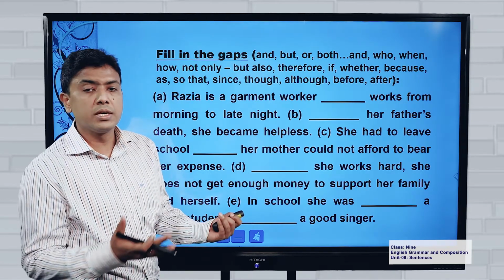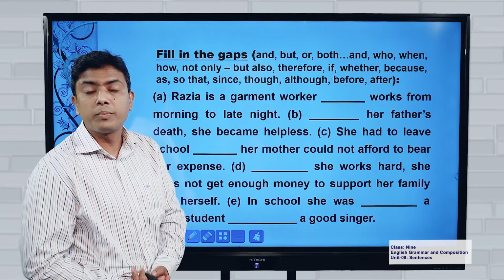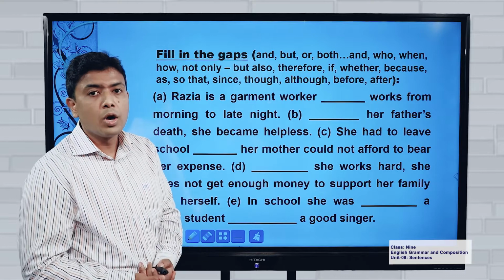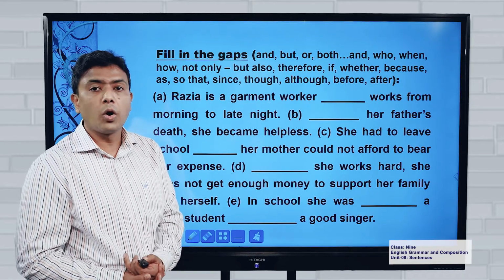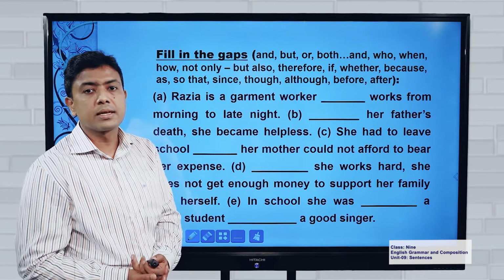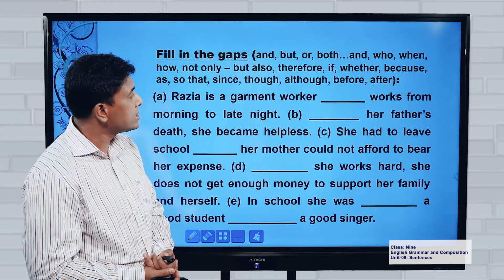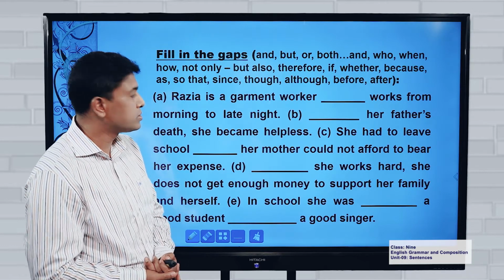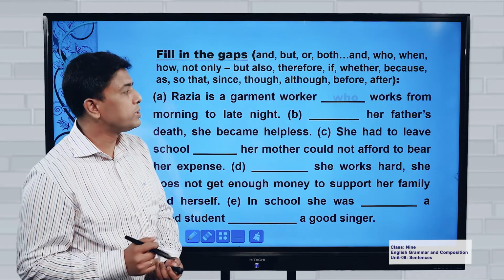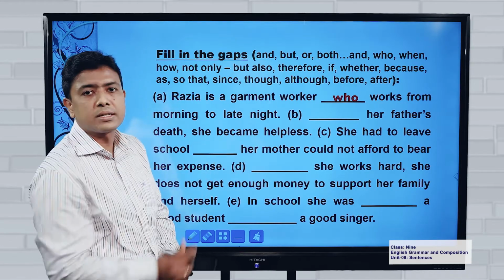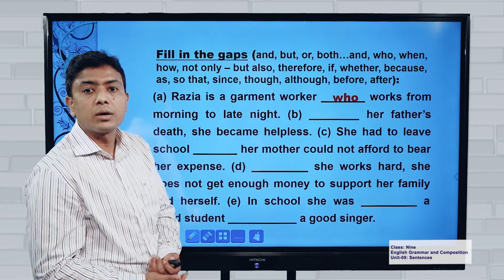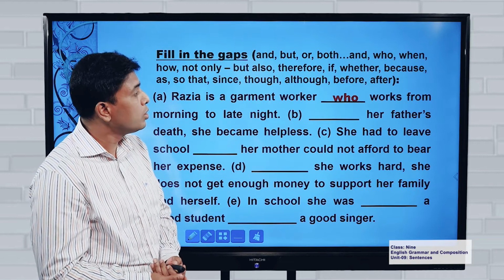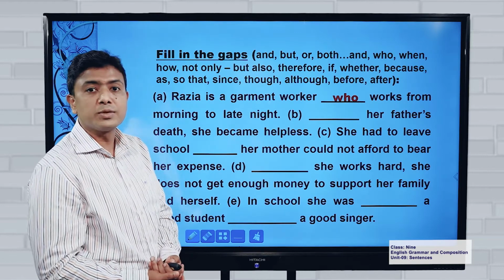We will be using those connectors and make complete sentences. Let us find out. We will go one by one. There will be altogether 10 sentences. The first one: Razia is a garment worker, gap, works from morning to late night. It should be "who", because we have to relate garment worker with the relative pronoun "who". So, Razia is a garment worker who works from morning to late night.